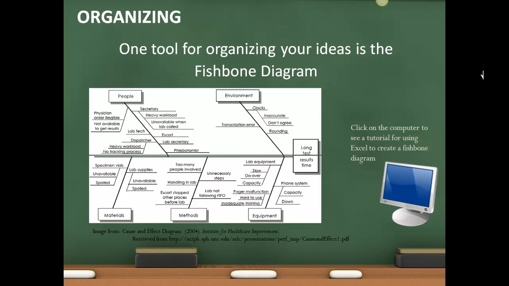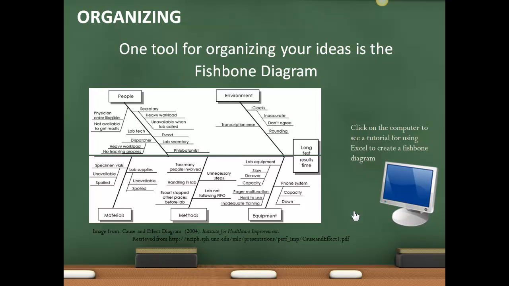So this example of a diagram is one that's looking at the causes, and it's feeding the causes into a problem. The problem is a long waiting time to get test results. And so then this is looking at all of the different causes. And what it has done is it has looked for categories of causes. There are people involved in the process of getting test results. There's an environment. There are materials involved. There are methods for collecting and processing the test results. And then there is equipment that's all needed.